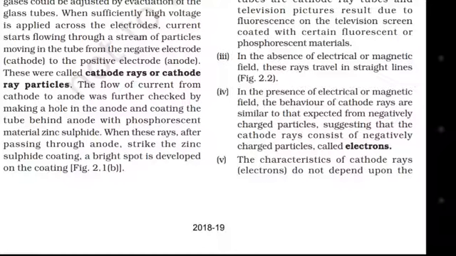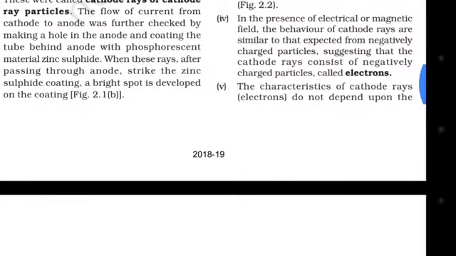Fourth point. In the presence of electrical or magnetic field, the behavior of cathode rays is similar to that expected from negatively charged particles, suggesting that the cathode rays consist of negatively charged particles called electrons.